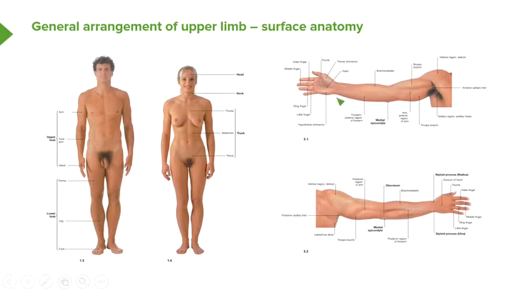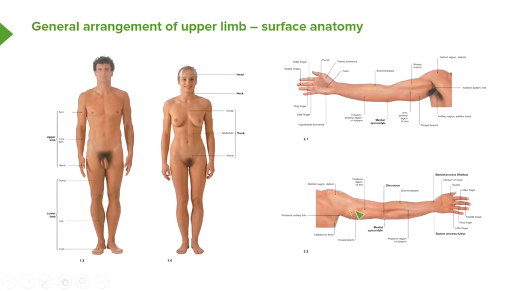We can then move distally again and we can see the hand. The hand is connected to the forearm via the wrist joint, where the carpal bones connect to the radius and the ulna to form this wrist joint. And we can see the palm of the hand, and then the thumb, the index finger, the middle, the ring and the little finger that make up the digits of the hand. So these are some key surface landmarks we can see on the anterior aspect of the upper limb.